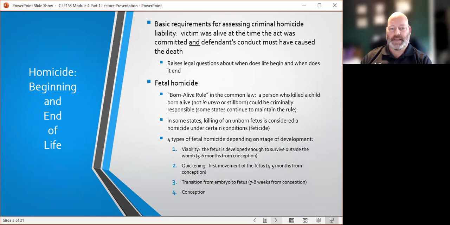The viability stage means that the fetus is developed enough to survive outside the womb, which is about 5 to 6 months from conception. Quickening is the first movement of the fetus, or about 4 or 5 months from conception. And then the transition phase from embryo to fetus, which is about 7 to 8 weeks after conception, and then of course conception itself.